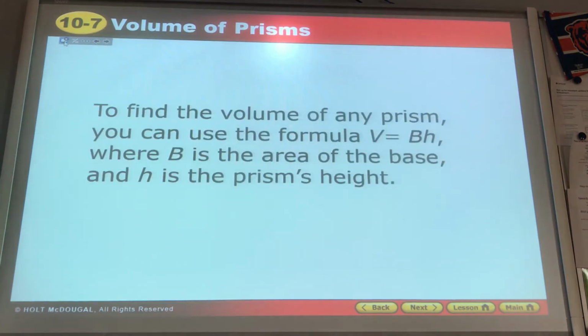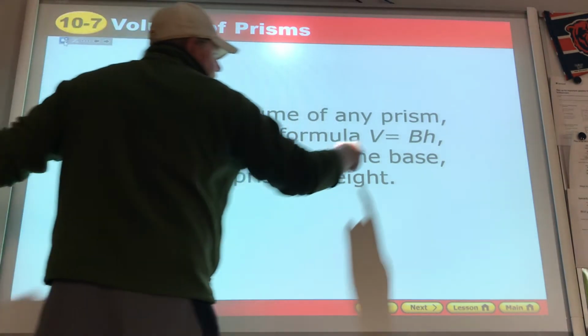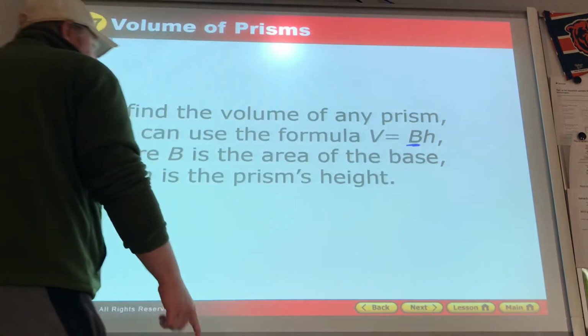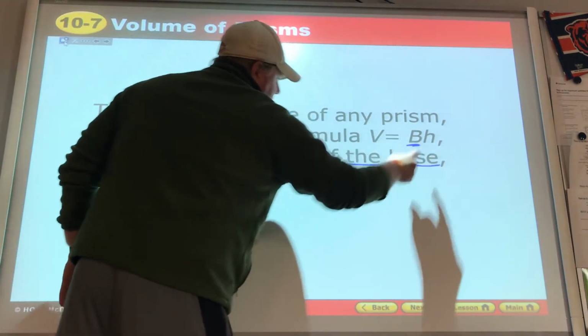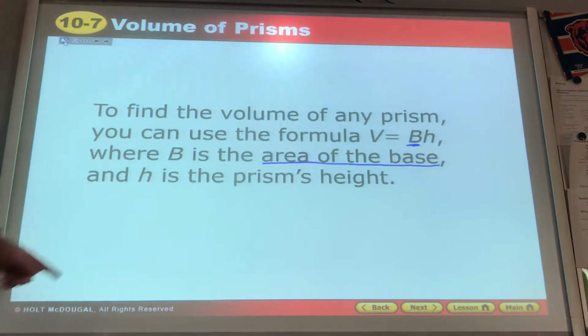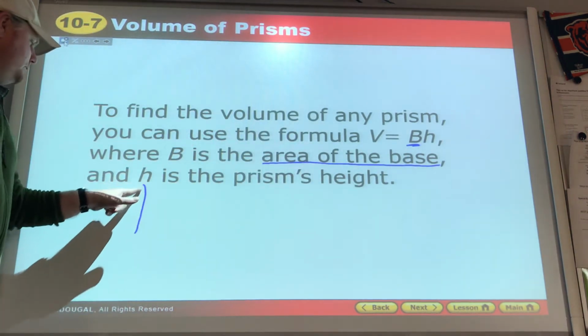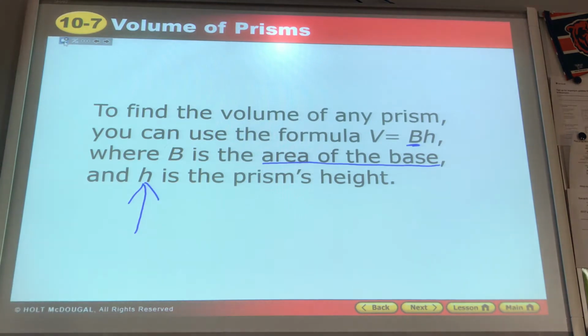All right. To find the volume of any prism, you can use the formula volume equals B times H, the area of the base times the height, where B is the area of the base. This B, people are going to be like, where did I get the B? What's the B? B is the area of the base. And H is the height.